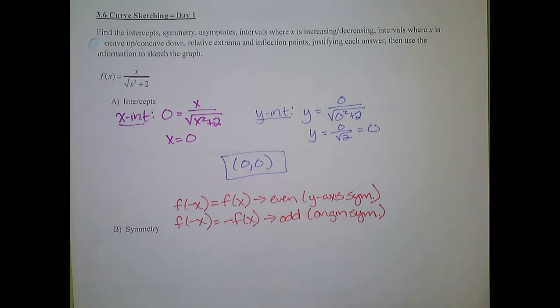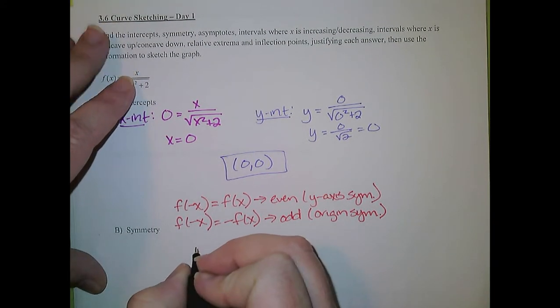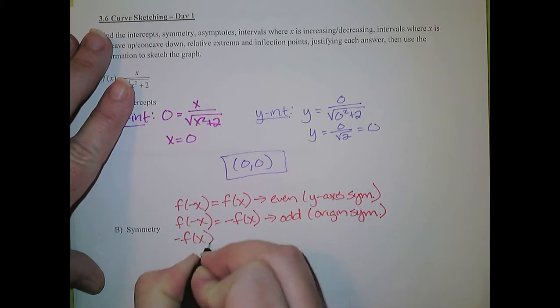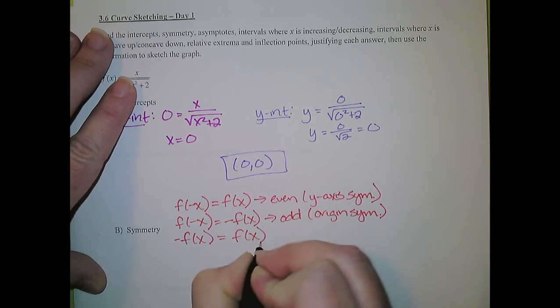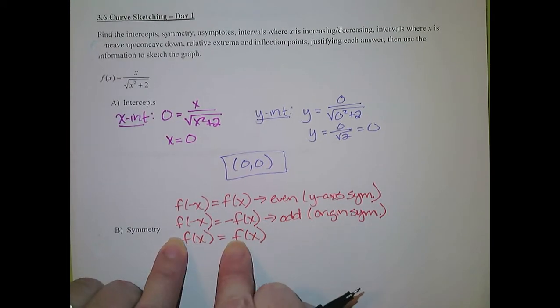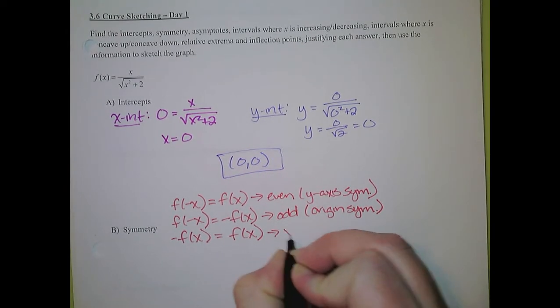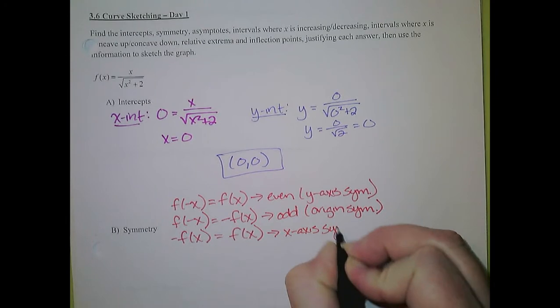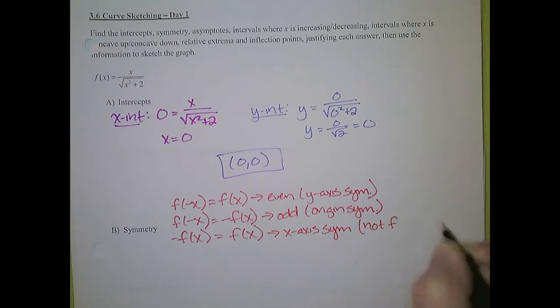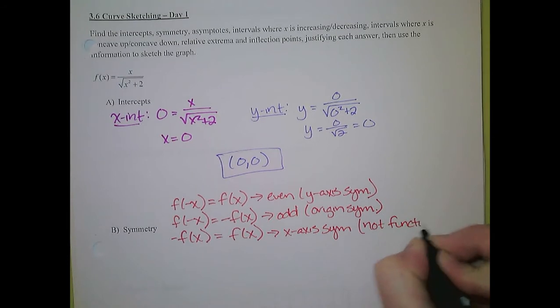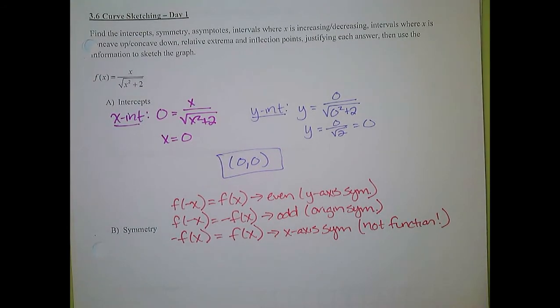Now, the third type of symmetry we don't usually check for, especially if we already know that we're dealing with a function, and in this case we know that we are, but we could have x-axis symmetry. X-axis symmetry occurs if negative f of x gives you the same value as f of x. So the same x value gives you both a negative and positive function value that are equal to each other. In this case, we would have x-axis symmetry, but this would not be a function. It would fail the vertical line test. So that one we usually omit if we know that the relationship is a function.